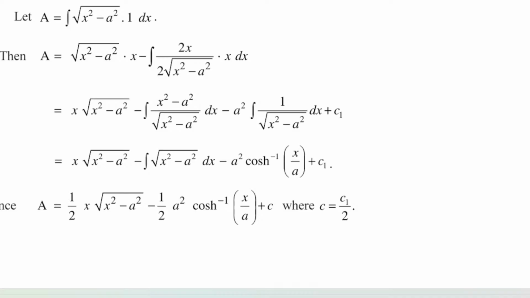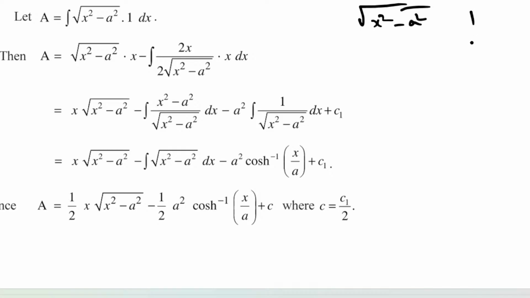Integral of under root x square minus a square. Okay, we have two methods. First one is by parts, we will use. Substitution we'll discuss again. For now, by parts. First function is this, second function is 1. Okay, so what do we do? First function is under root x square minus a square.